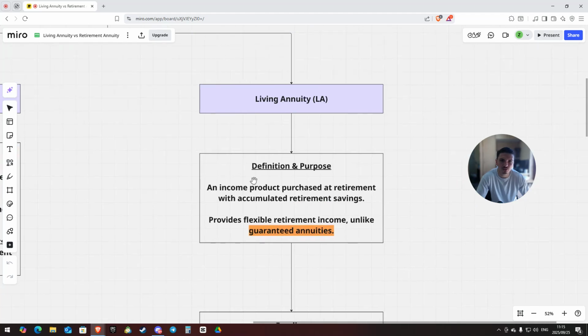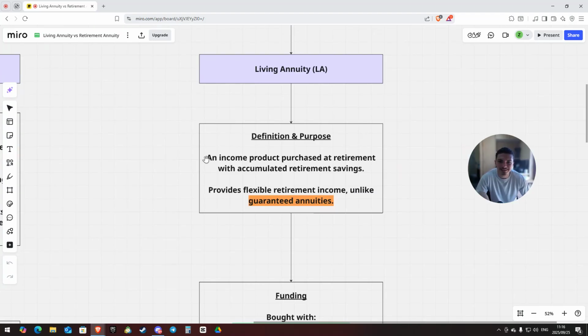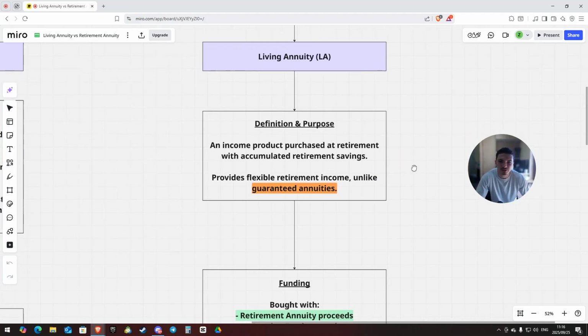And then we're going to go into what exactly a living annuity is. A living annuity is an income product purchased at retirement with accumulated retirement savings. So if you had a retirement annuity, you can take 1/3 as a lump sum, should you wish to. The other 2/3, you can buy an annuity, either a guaranteed annuity or a living annuity. With a guaranteed annuity, essentially, you give your full lump sum to a provider, and the provider guarantees you payments every single month till the day you die, which is quite cool.